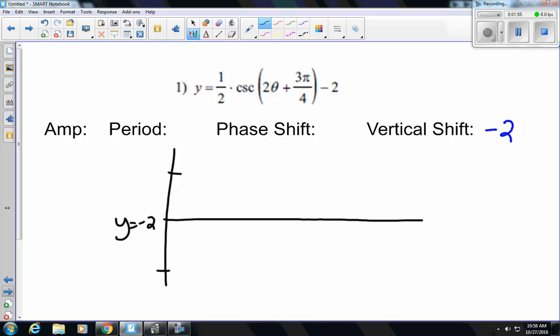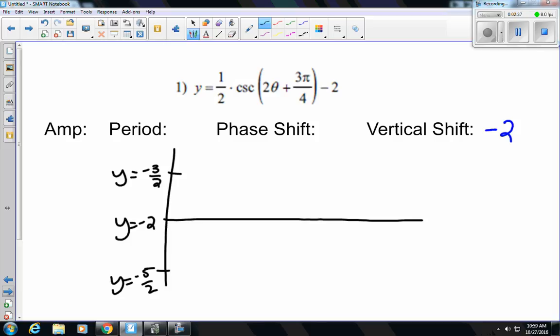And then I do see an a value. What is the a value? 1/2. So I can apply that to a max and a min. So if it was -2 and I add a 1/2, let's go up first. -2 plus 1/2 is -3/2. So y equals -3/2. And then the minimum would be y equals -5/2. So far, nothing's different. I still applied the amplitude to the max and the min points on my grid.